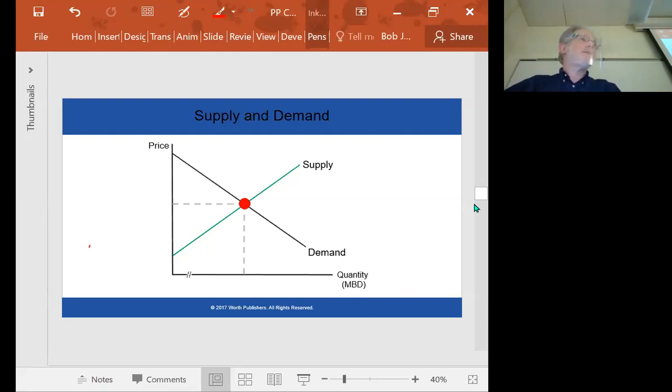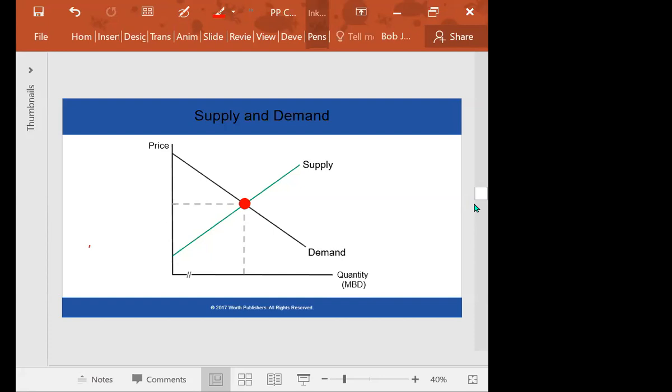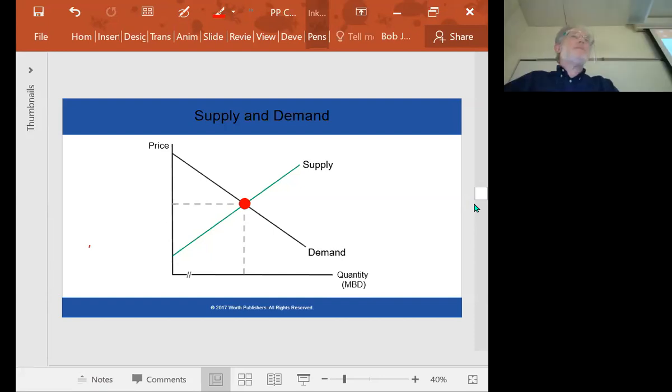What's the first step in supply and demand analysis? What do you see on the board? A supply and demand graph. Draw the graph. The first step is the easy step. It's the step that people often skip because they're not really sure that that's going to lead them to the right answer. I'm telling you, it is.